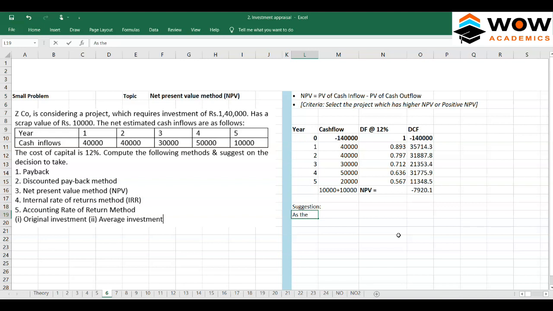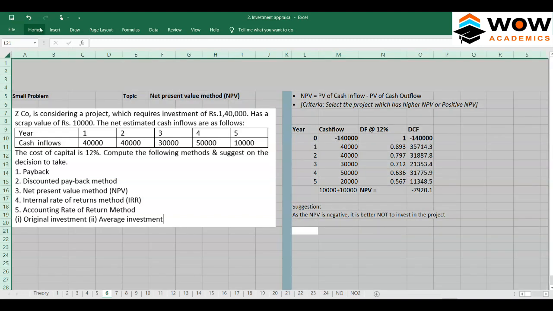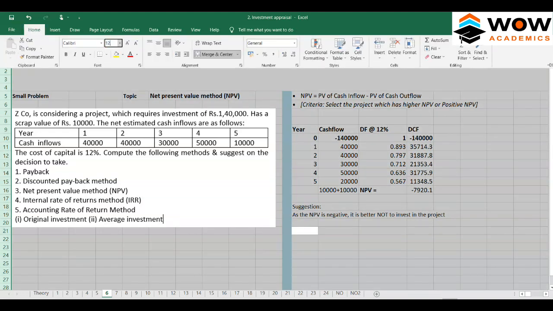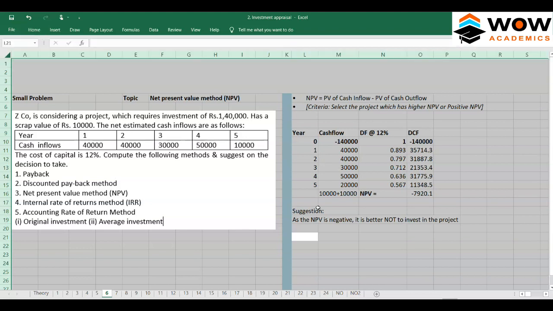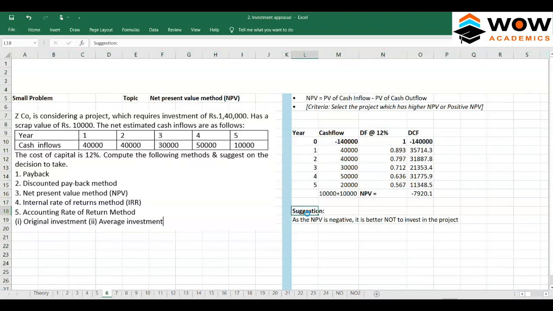Okay, so as it is a negative 7920, our suggestion would be, as the NPV is negative, it is better not to invest in the project, right? So that's about the suggestion here. So hope you guys got an idea. Okay, if an NPV is negative, we should not invest in it. So we'll move on to the next one.